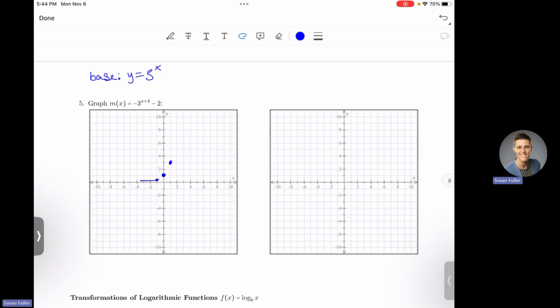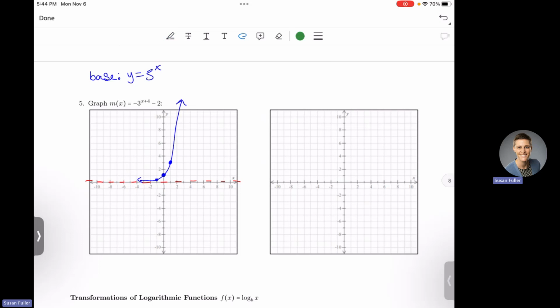So this is what my base exponential graph looks like. And we have a horizontal asymptote here at y equals 0 to start out with. Okay.